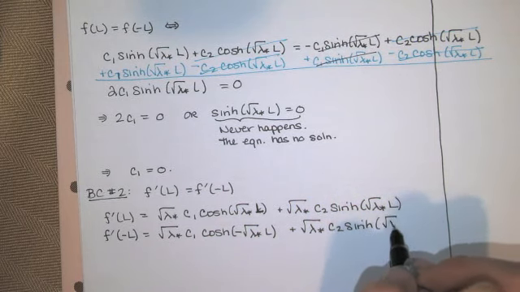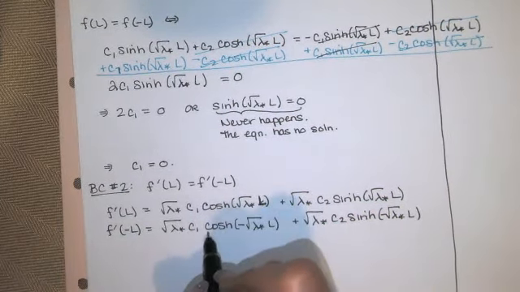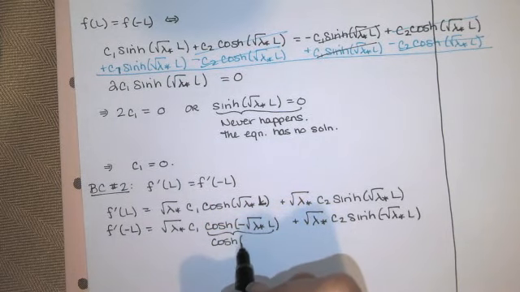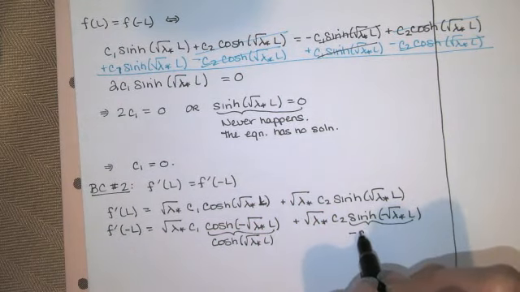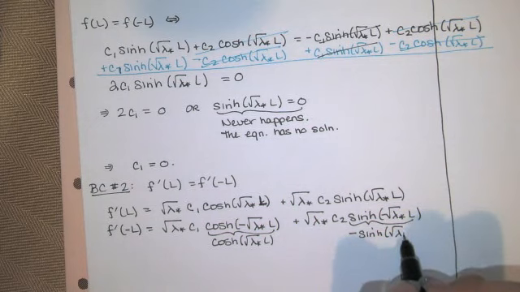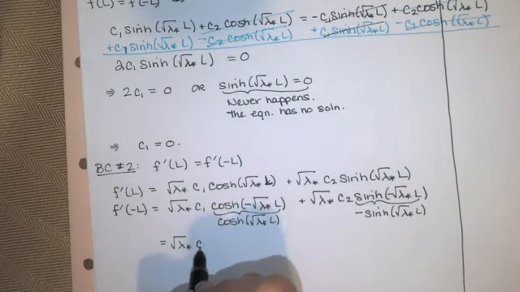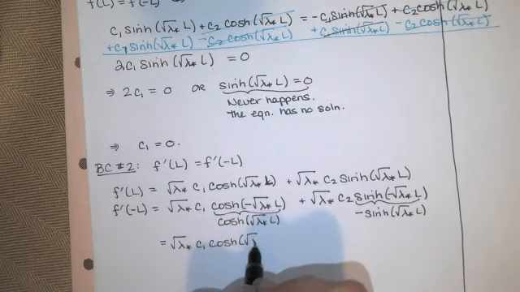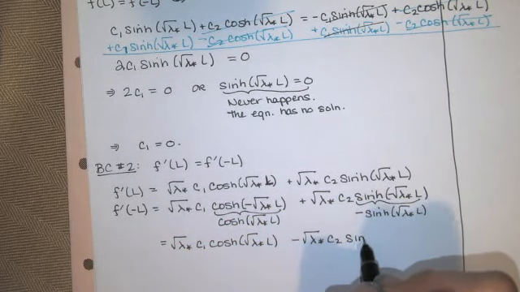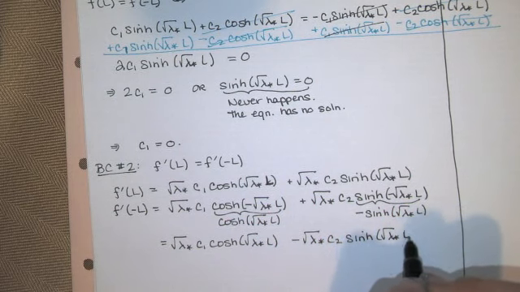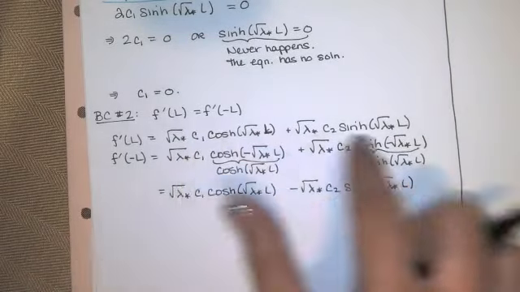And then remember the even and odd properties of those hyperbolic functions. Hyperbolic cosine is an even function, so this is actually the same as the hyperbolic cosine of the positive square root of lambda sub star times L. And this is actually the same as -1 times the hyperbolic sine of the square root of lambda sub star times L. So this is equal to this. All right, now our boundary condition says that these two expressions have to be equal to each other. So this equals this.